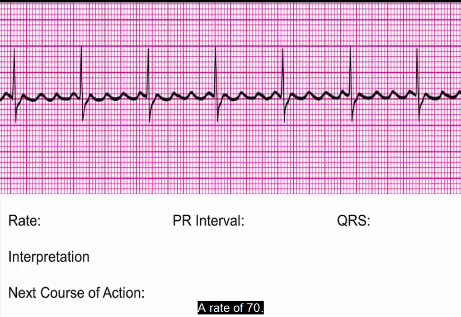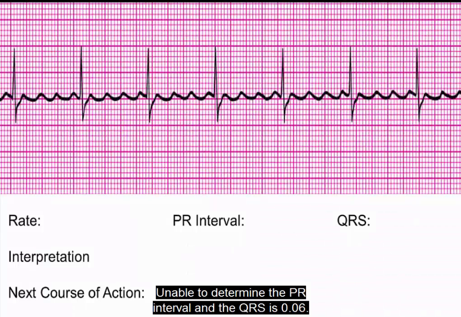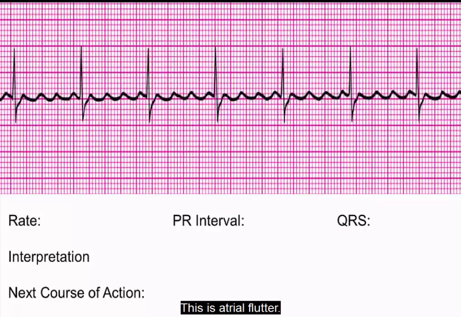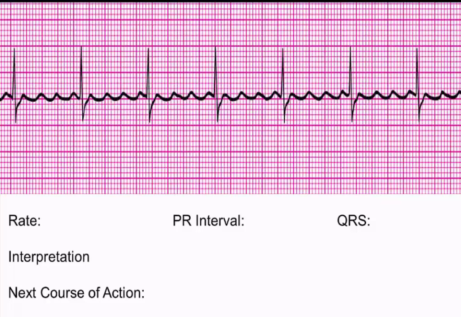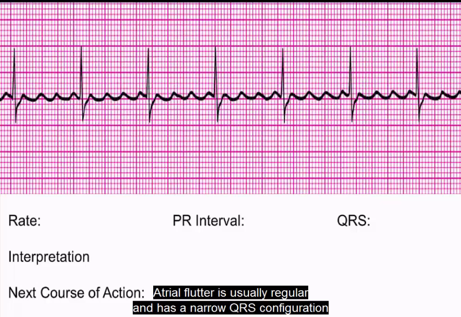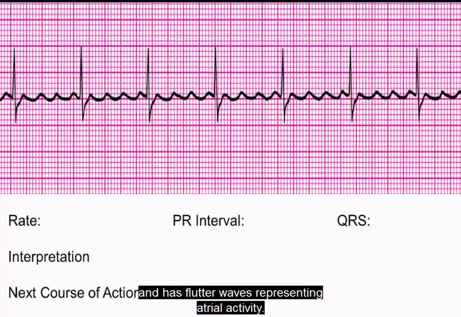The rate is 70, unable to determine the PR interval, and the QRS is 0.06. This is atrial flutter. Check the patient; if it's a new onset or the patient is symptomatic, then notify the physician. Atrial flutter is usually regular and has a narrow QRS configuration and has flutter waves representing atrial activity.